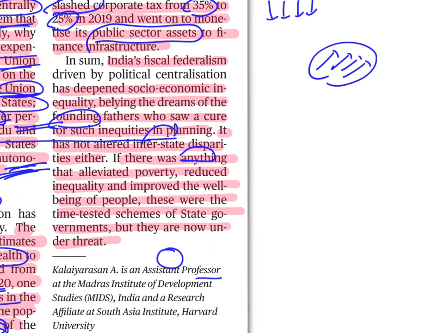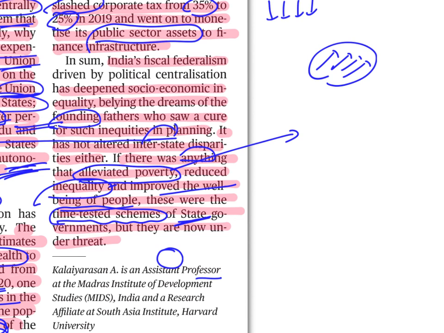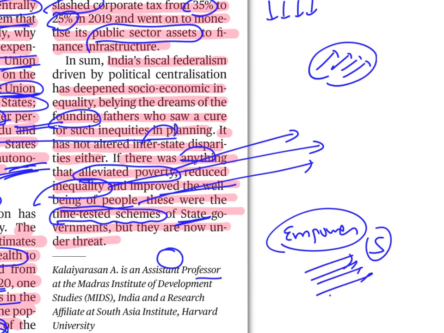This is the problem with asymmetric fiscal federalism. The author is finally saying, if there was anything that alleviated poverty or reduced inequality or improved the well-being of people, they were all time-tested schemes of state governments. Only state government schemes were able to reduce poverty, reduce inequality and improve the well-being of people. This is what the author is saying. So he is asking the center to empower states. Give them more money, give them more powers. Let them spend. Let them do what is best for the people. That is what the author is urging the central government through his editorial.